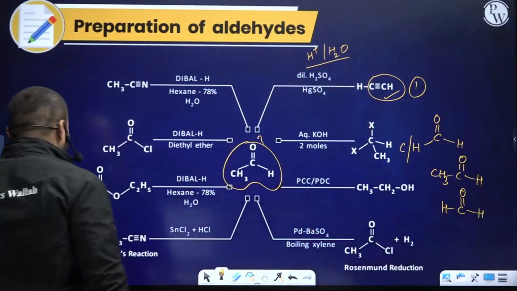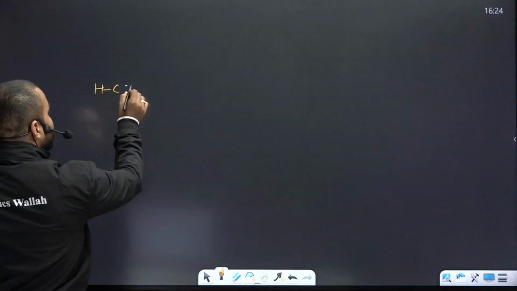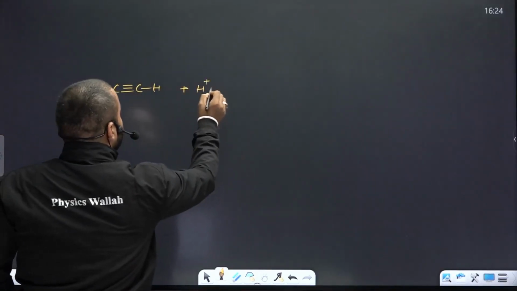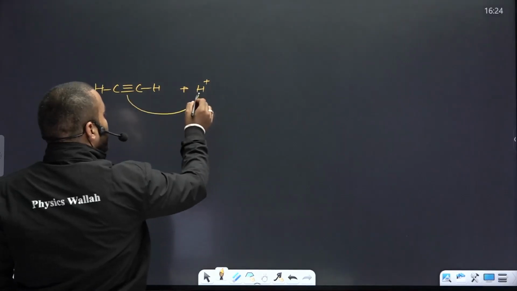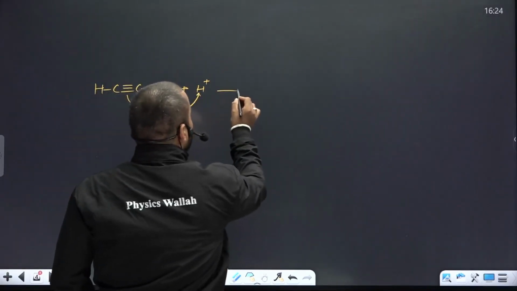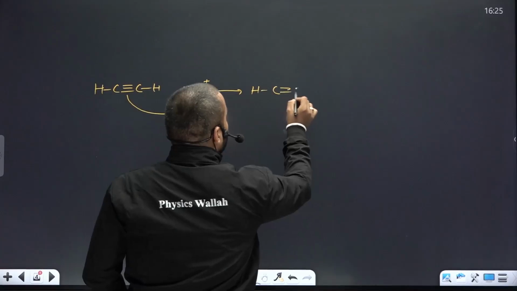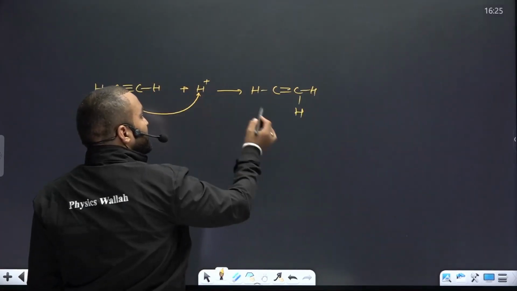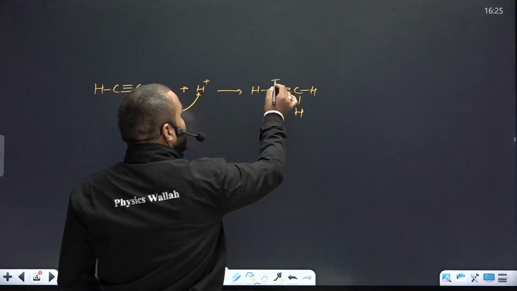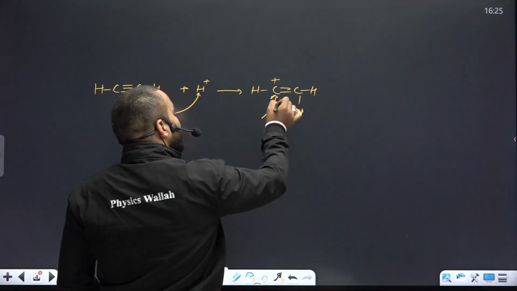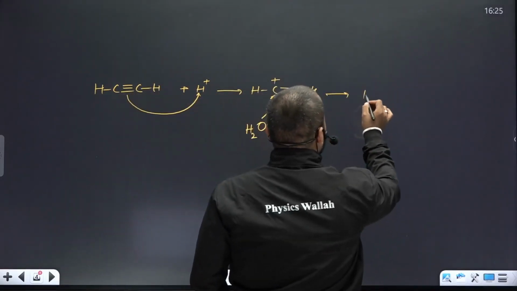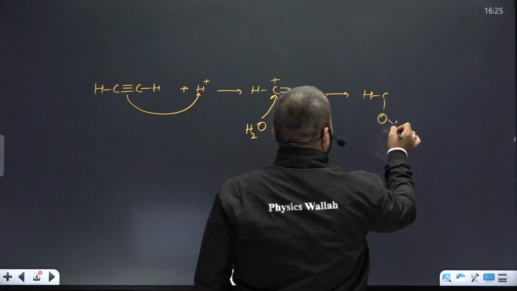So let's write down its mechanism. How is this compound formed? We will be starting from acetylene, that HC triple bond CH. Let's react it with H plus in presence of water. One of these pi bonds will initially attack on this H plus to obtain HC double bond CH, and another H has come. What's the source of this hydrogen? This is H plus. This carbon should be gaining a positive charge which will be immediately attacked by water. So that's H2O. As a result of this, you will develop OH here.